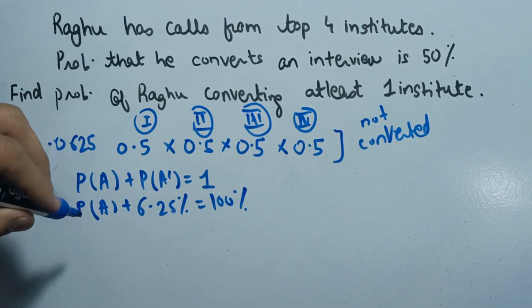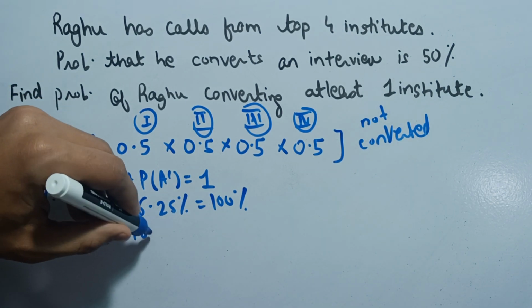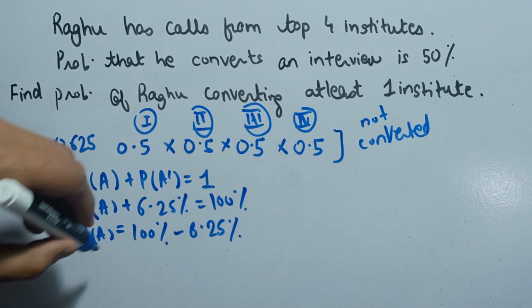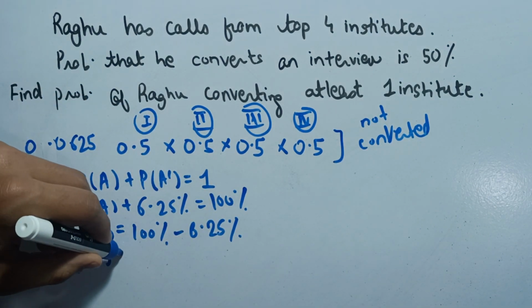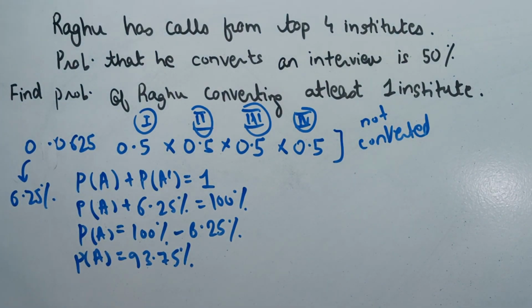So we get the probability of converting at least one institute by Raghu as 100% minus 6.25%, and we get 93.75%. That means the probability of Raghu converting at least one institute comes out to be 93.75%.